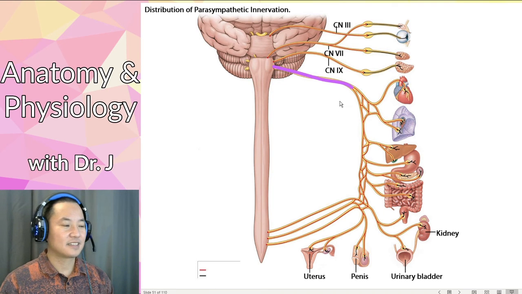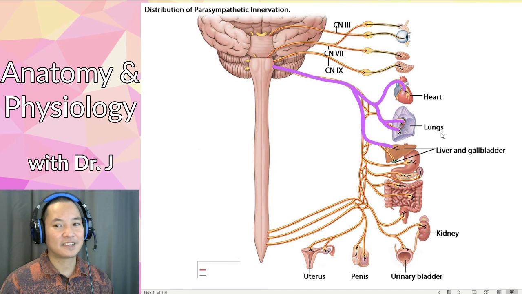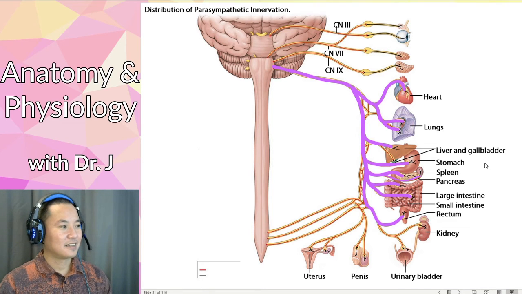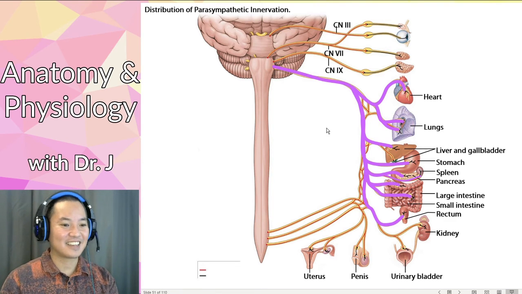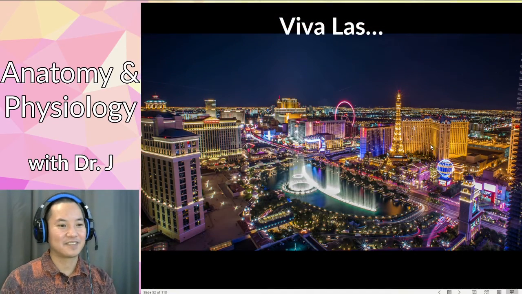But what is this nerve right here? This big nerve, just one nerve, is innervating your heart, your lungs, your liver and gallbladder, your stomach, your spleen, your pancreas, your large and small intestines, and your rectum as well. That nerve is your vagus, cranial nerve number 10, right? So, Viva Las Vegas, that Vegas strip has all those organs right there.